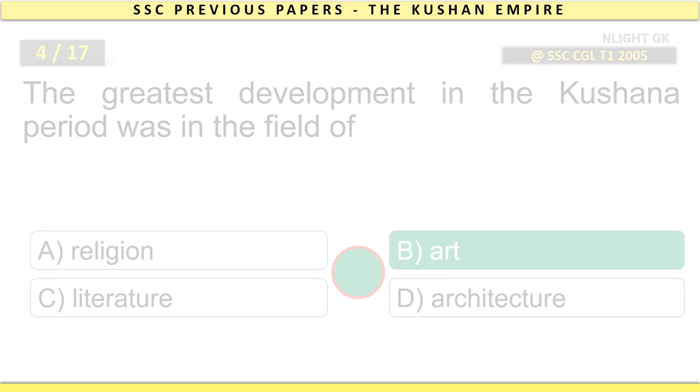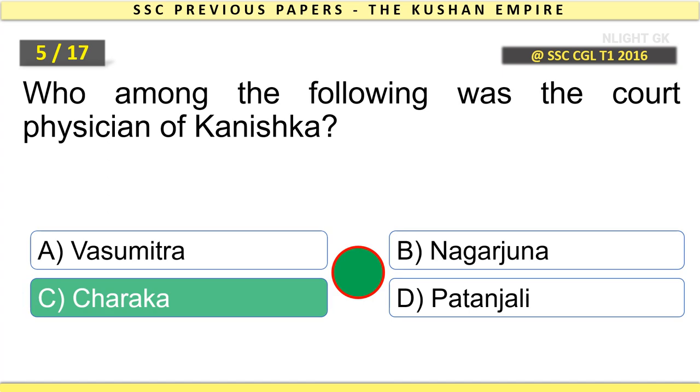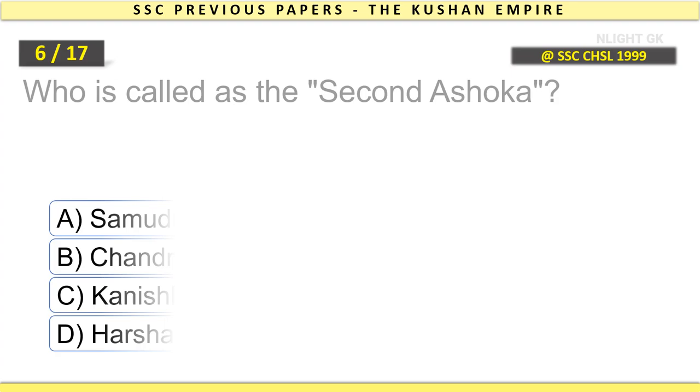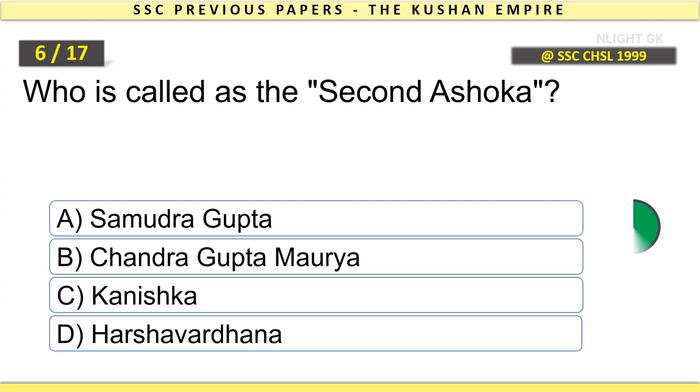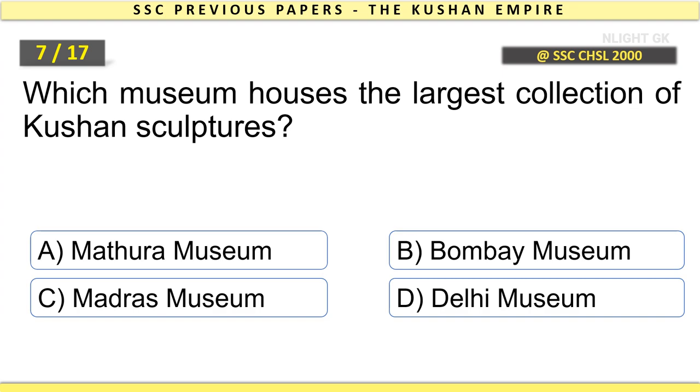Who among the following was the court physician of Kanishka? Charaka. Who is called the second Ashoka? Kanishka. Which museum houses the largest collection of Kushan sculptures? Mathura Museum.